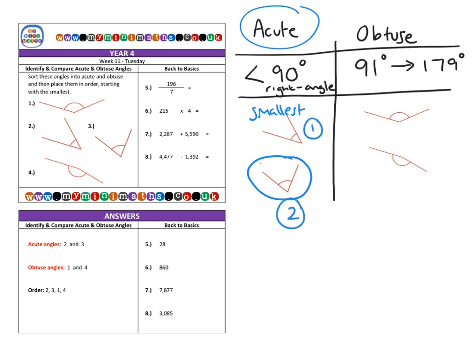This second acute angle is going to be in second place. Then we're going to move on to the obtuse angles over here. And we're going to have a look to see which one of the two is biggest. And as you can see, they are very, very similar. So it's not going to be as easy to compare as the acute angles were.